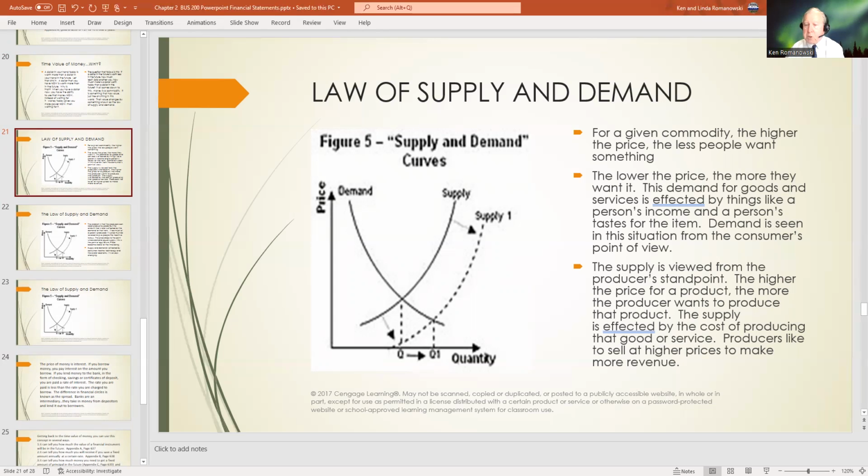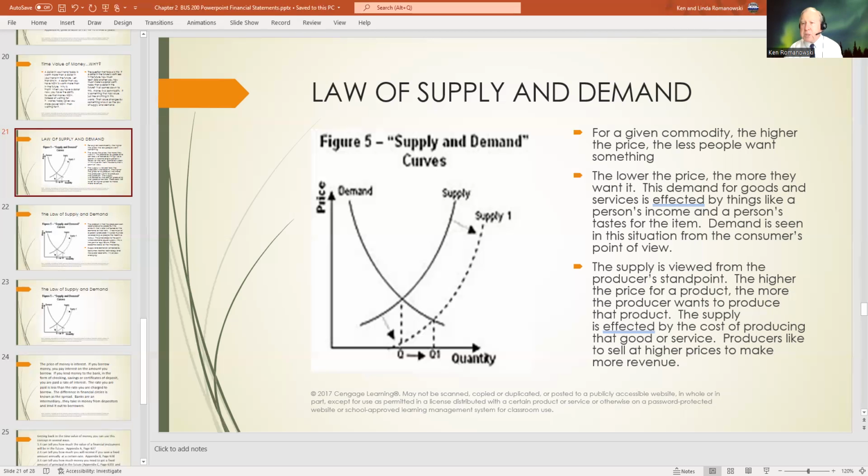So producers, they try to sell at the highest prices to make more revenue. The buyers, they want to buy at the lowest price. Okay, so again, you see the difference here. The demand is brought on by the people who are going to buy.